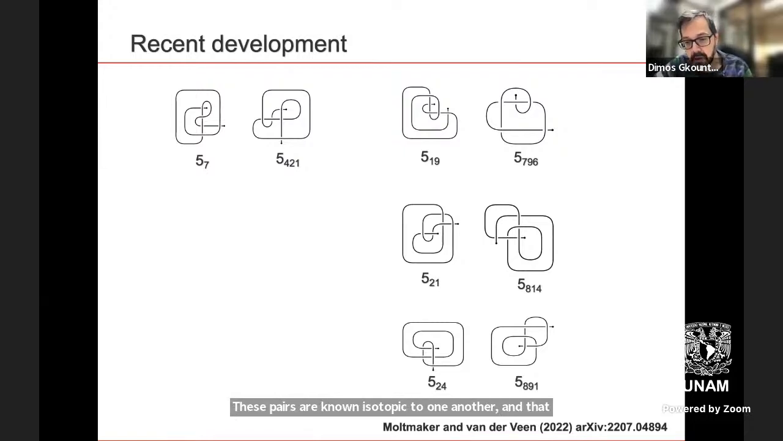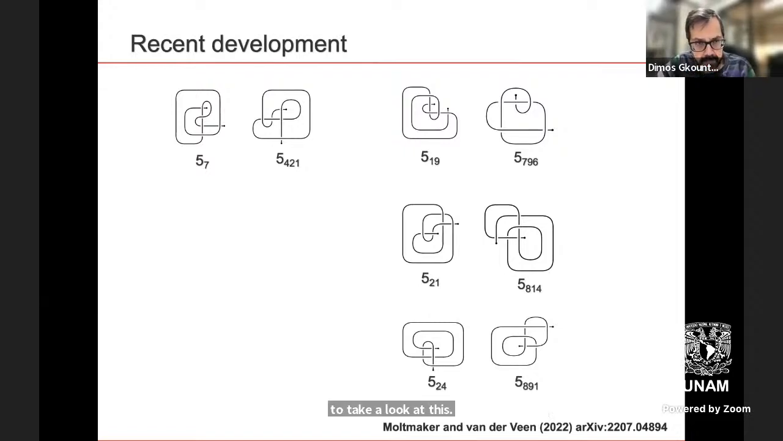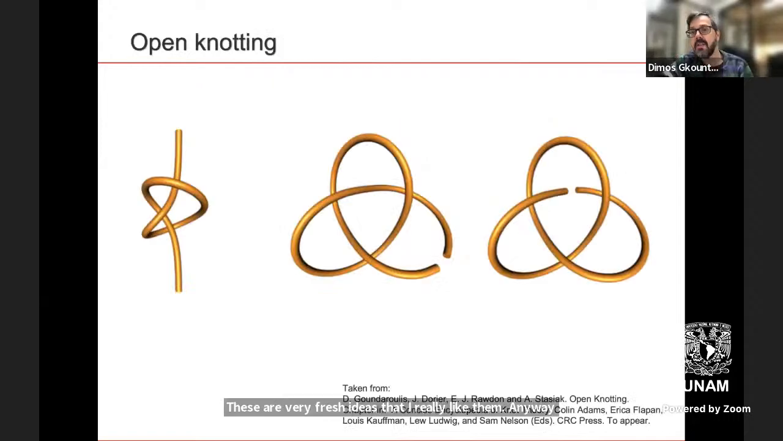This is a great paper. I really enjoyed reading that one. So I suggest anyone that's working with quantum invariants to take a look at this. These are very fresh ideas there. I really like them. Anyway, that's the natoids part.